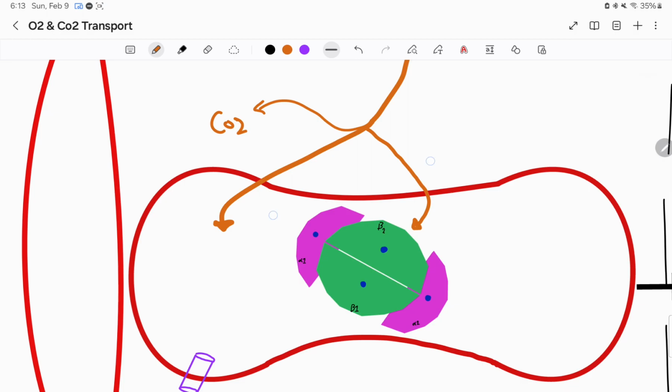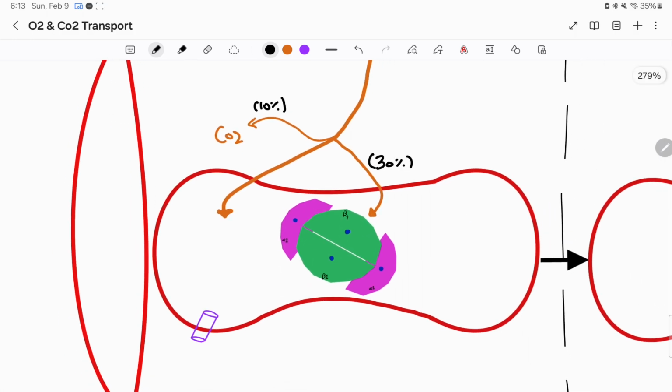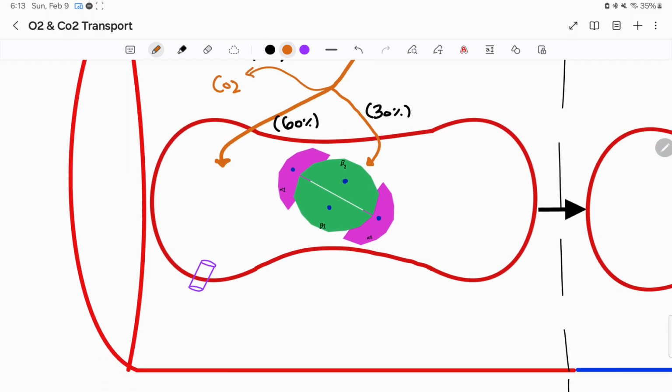So about 10% of the CO2 will just dissolve in the plasma, okay? About 30% will go and bind to hemoglobin, and we'll show that, not here, but don't worry, we'll show that. And the remaining 60% will go through that special reaction that we talked about, guys, okay?